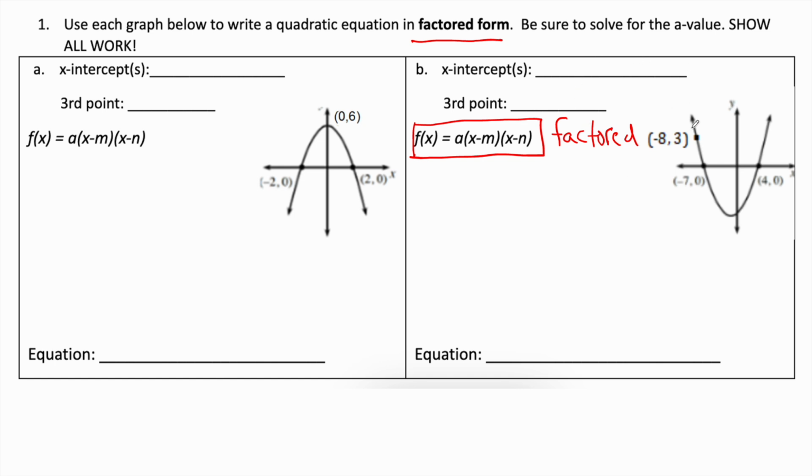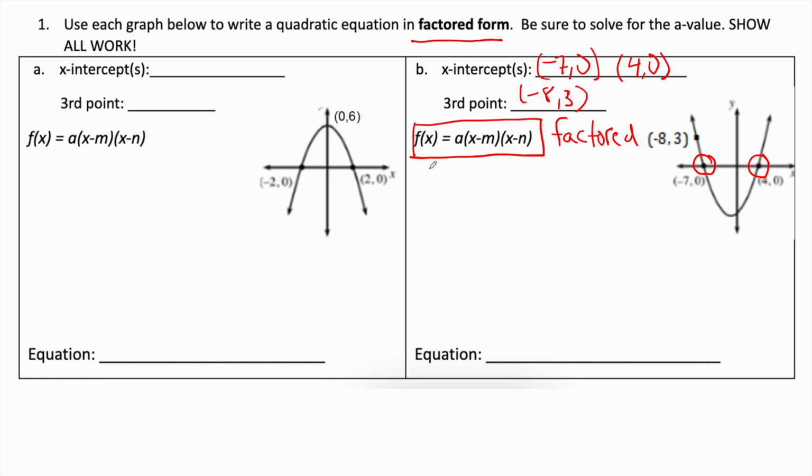The x-intercepts are where the graph crosses the x-axis. So (-7, 0) and (4, 0). Our third point, the only other point that they give us on this graph, is (-8, 3). If they gave you an equation, this is where you would want to plug it in, or if they gave you other points, you could choose whatever point, but likely they're just going to give you a graph with x-intercepts and some other point.